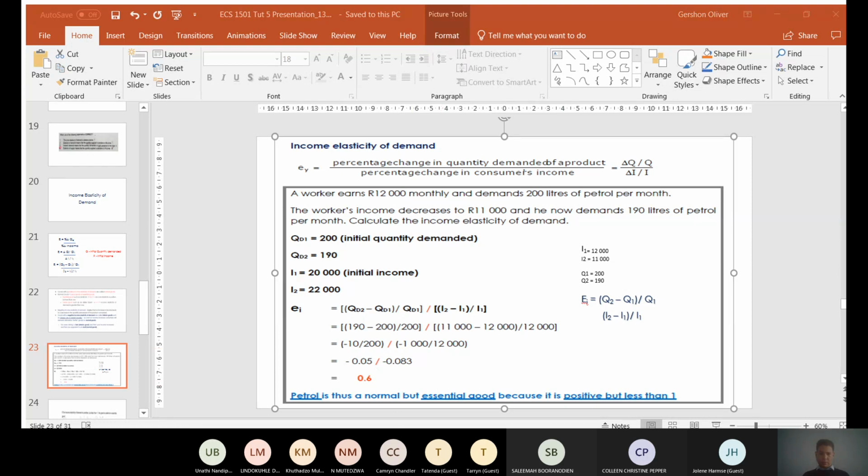Remember what I said to you? If it's positive, I'm not going to even look at the rest of the answer. I remember 0.6. If it's positive, I know it's going to be a normal good. If it was negative, I know it would be an inferior good. Now I know within the classifications of normal goods there are luxury goods and essential goods. A luxury good is when the income elasticity of demand is greater than 1, and 0.6 is not greater than 1. So clearly it's an essential good, because 0.6 is greater than 0 but less than 1. Does it make sense?